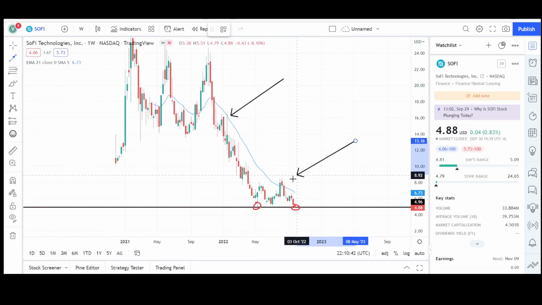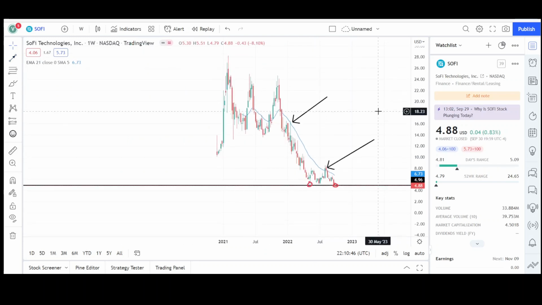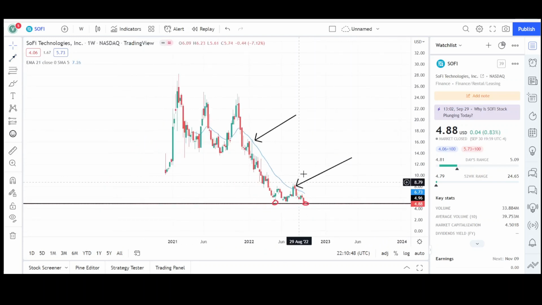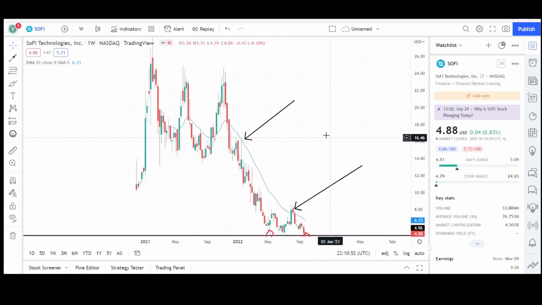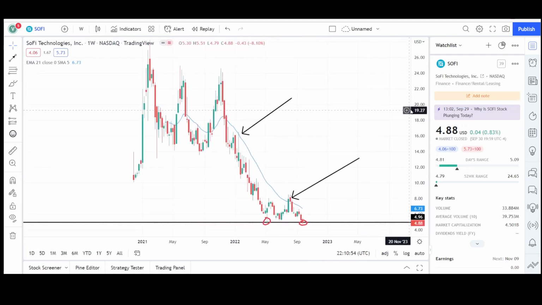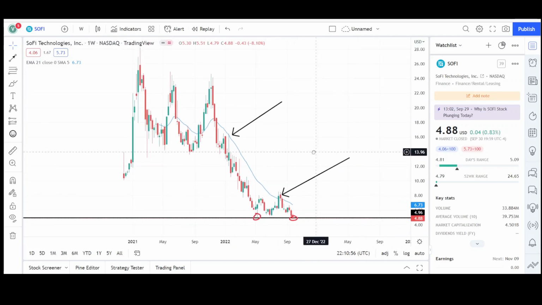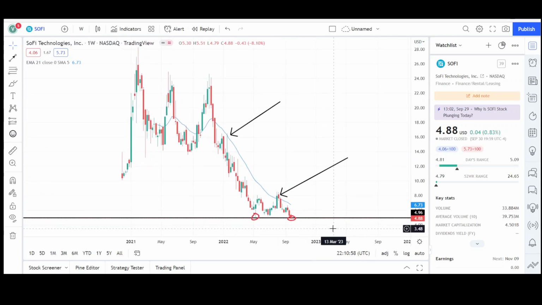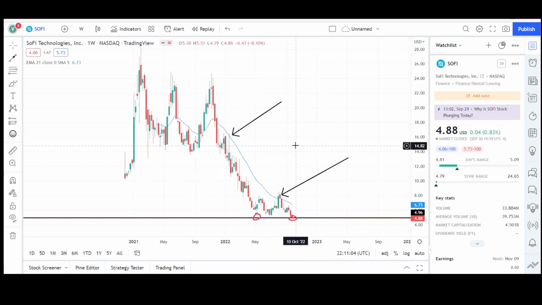Every time we came up to the EMA, we sold off. So still a very bearish chart, and looking for lower price targets. Definitely don't want to be counter trend trading and going against the bias. Aggressive sellers are going to continue to drop this market until those targets are met. So that's all I have for SoFi Technologies.